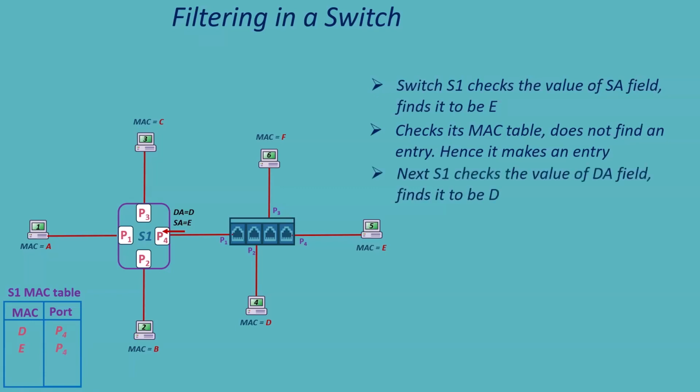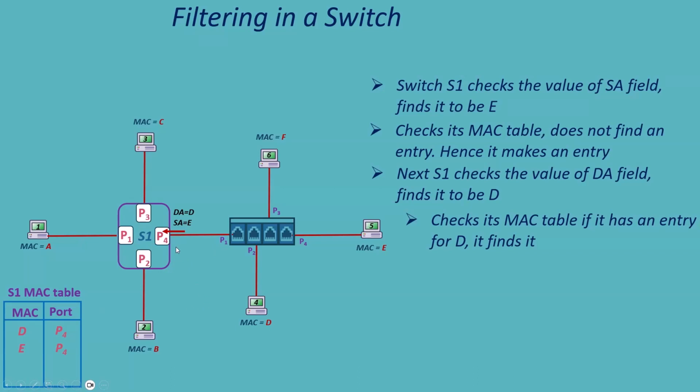Next, S1 checks the value of the DA field and finds it to be D. Next, check if the MAC table has the entry for D. It finds it to be D. Great. But the unique situation is that the frame is received on port P4, which is good. And now the destination is also on P4. So obviously we are not going to forward the frame to P1, P2, or P3.